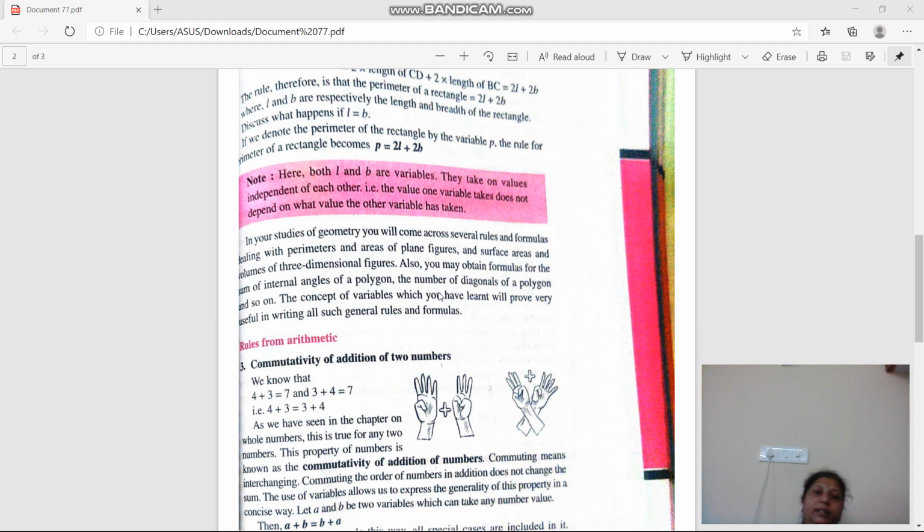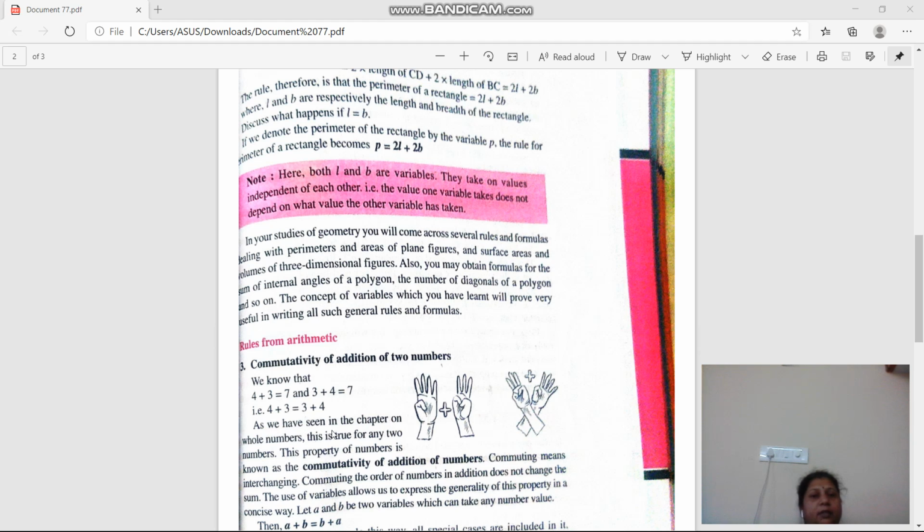Let's take any one example. Let's start with commutative property of addition of two numbers. We know that 4 plus 3 is 7 and 3 plus 4 is 7. That means when we add one number to another, we get the same answer as when we add the second number to the first number. Get it? Okay.